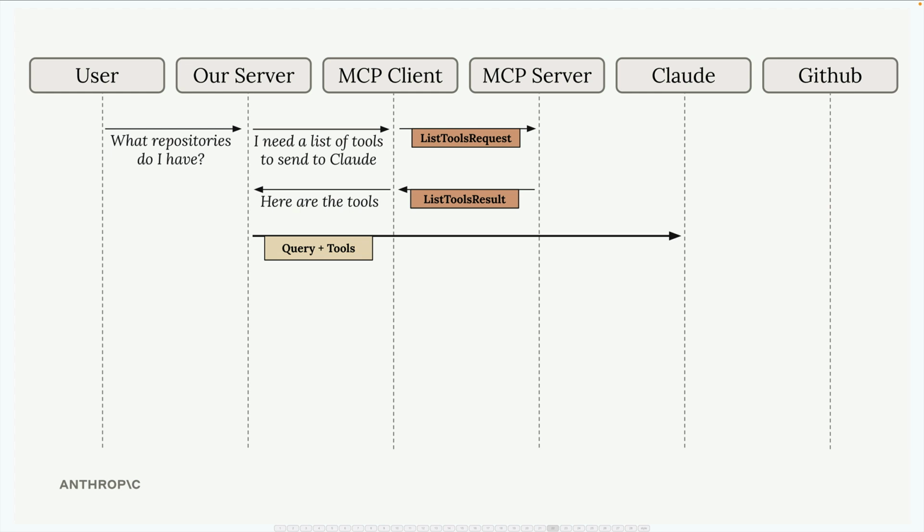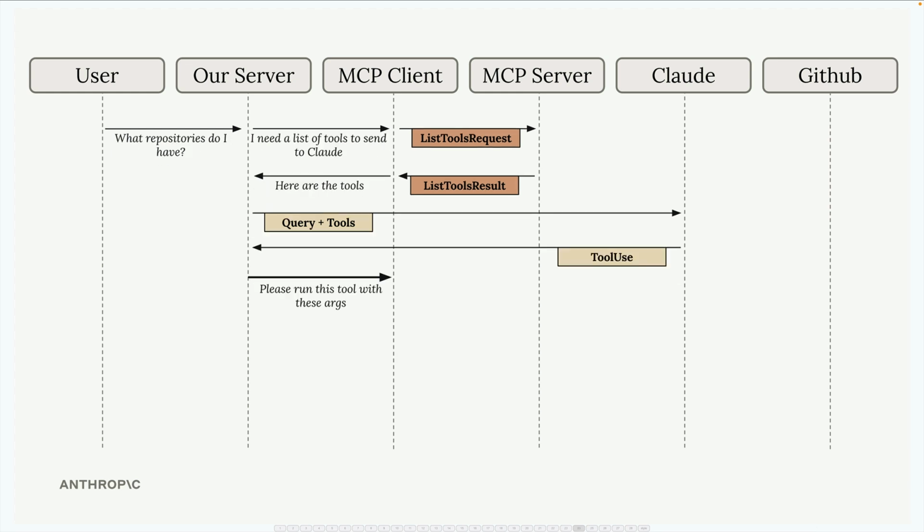Claude is going to take a look at the tools and realize, you know what, in order to answer the user's original question right here, I really want to call a tool. So Claude would respond with some tool use message part. At this point, our server is going to realize that Claude wants to run a tool. But our server is no longer really in charge of executing any tools. Instead, our tools are going to be executed by the MCP server. So in order to run the tool that Claude is asking for, our server is going to ask the MCP client to run a tool with some particular arguments that were provided by Claude.